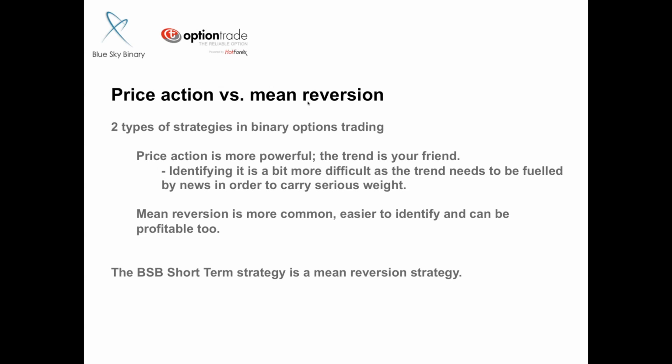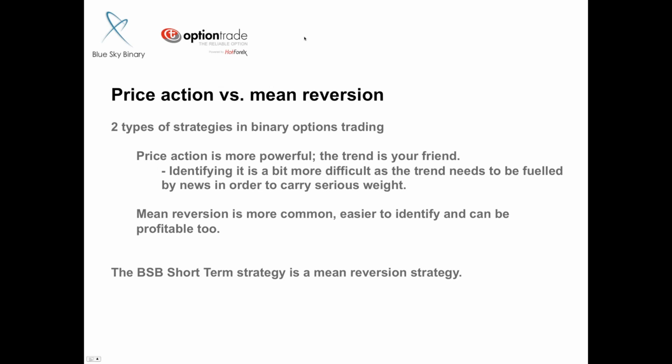The trend is your friend, and you've heard this all the time, but identifying it is a bit more difficult, as the trend needs to be fueled by fundamental news normally in order to carry serious weight. If it's purely technical driven, you could get stuck between a rock and a hard place, especially in the binary market. So mean reversion is more common. Range-bound trading is more common, and it's easier to identify and can be profitable too. Now, the BSP short-term strategy is a mean reversion strategy. If you recall last week, for those of you that were there, our core BSP strategy, which is called BSP Core, is actually a blend between price action and mean reversion, whereas the BSP short-term strategy is pure mean reversion.